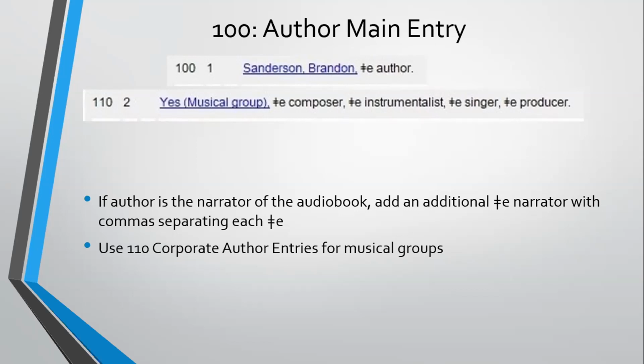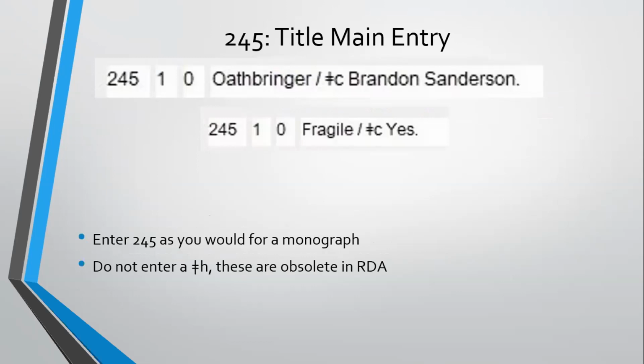We'll talk about that a little bit more also with the next slide. But RDA provides lists of relationship designators for agents associated with each WEMI entity, if you remember that from yesterday. Okay, now we have the title proper or title main entry, depending on the situation.